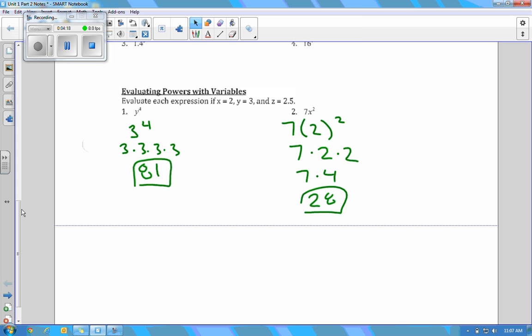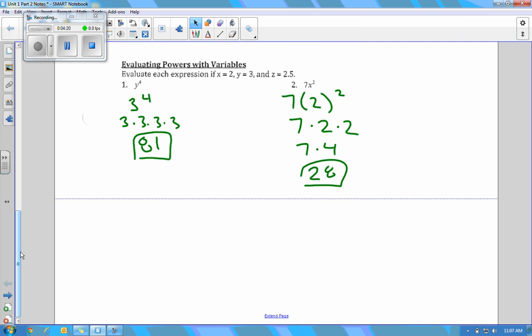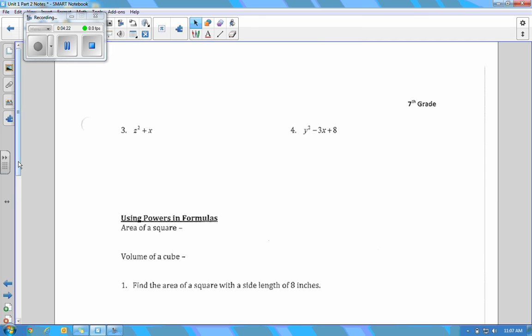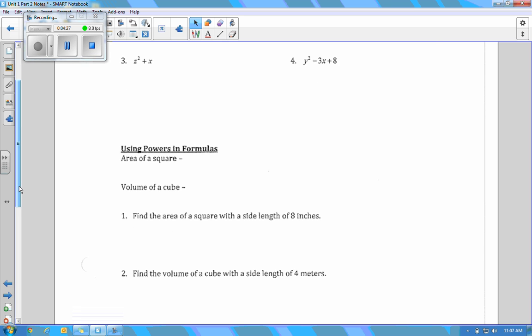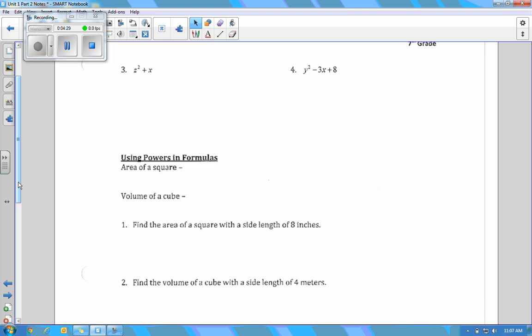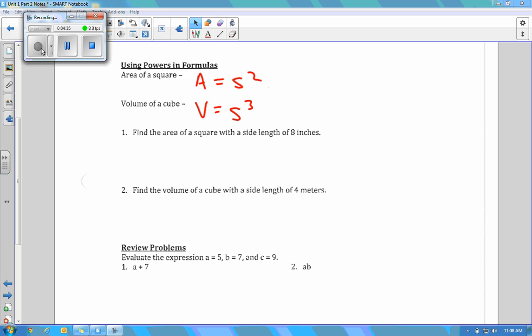So if you flip over to the back side of your paper, you see there's a couple more examples here. Okay, I want you to go ahead and try those. Do your best. If you have any problems, just do as much as you can, circle them, and then I'll help you in class. If you look at the next part, it says using powers in formulas.